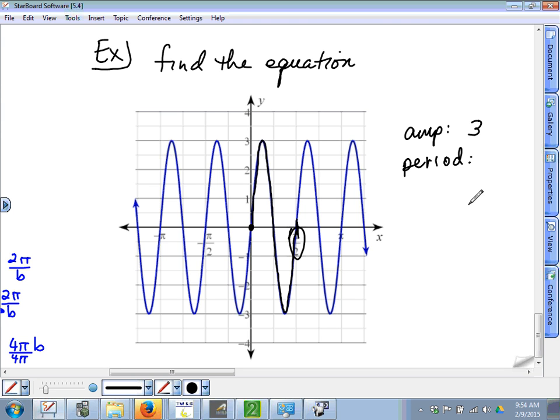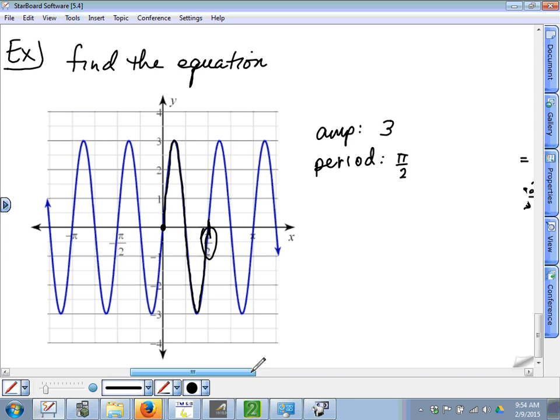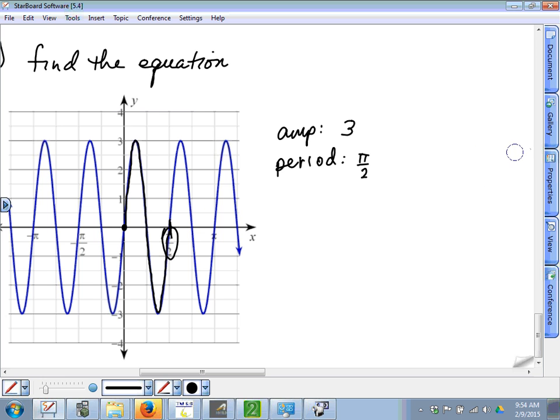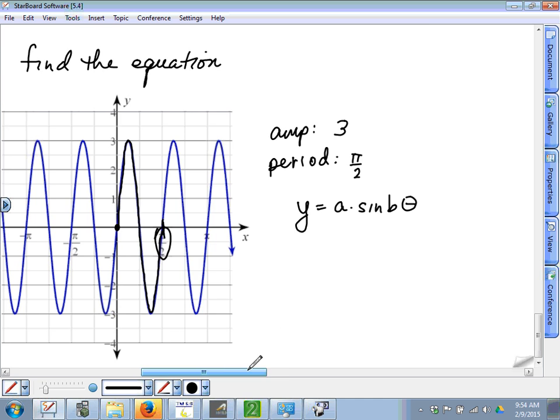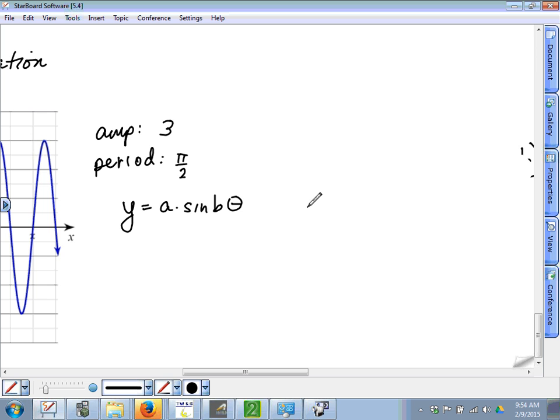So what's the period? Pi halves. The period's pi halves. That's where one cycle ends. Starts at 0, ends at pi halves. So the period is pi halves. So we need to do the same thing we did on the last problem. The equation needs to look like y equals a times the sine of b theta, so the period is equal to 2 pi over b.